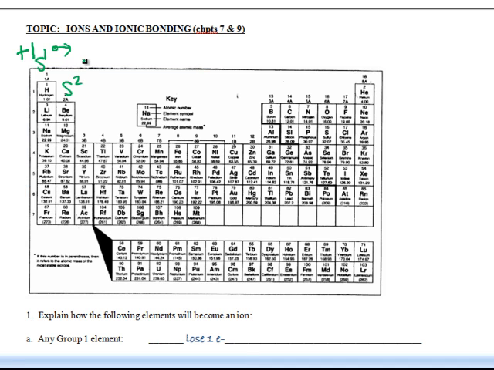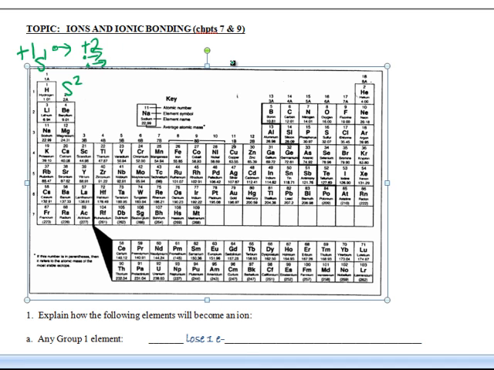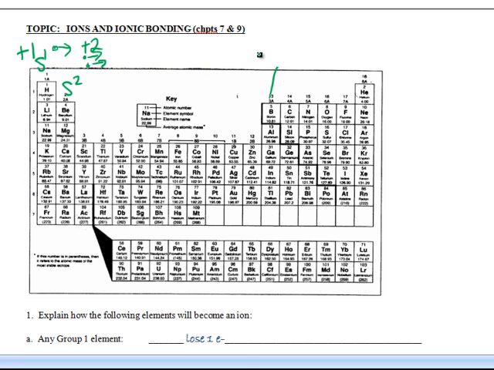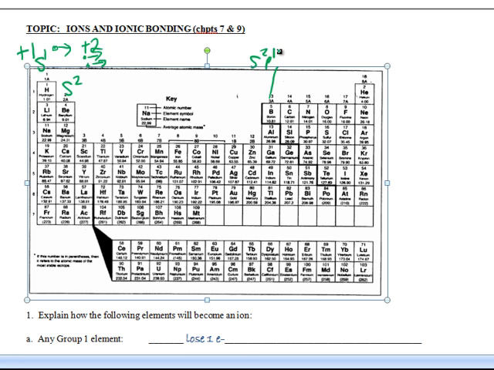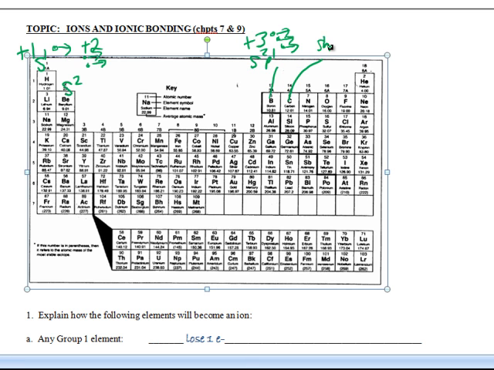These guys, S2, they have two valence electrons they want to get rid of. They're going to make a +2 charge. And over here, these guys have S2P1. They have three valence electrons, and they want to get rid of all three, and they make a +3 charge. Now carbon, these guys are going to share, but then we start with nitrogen.